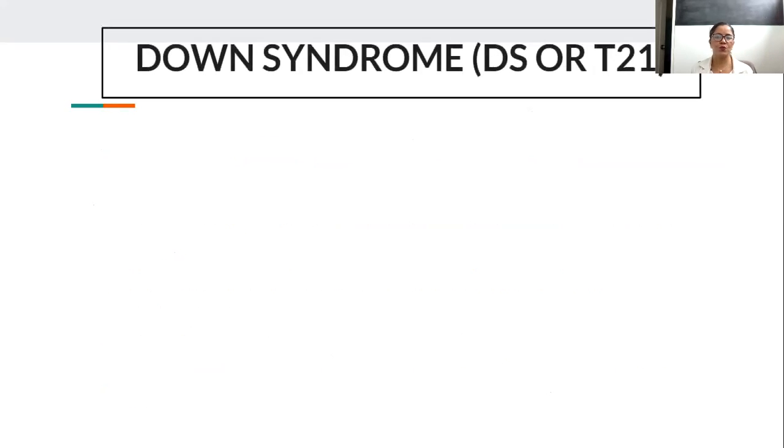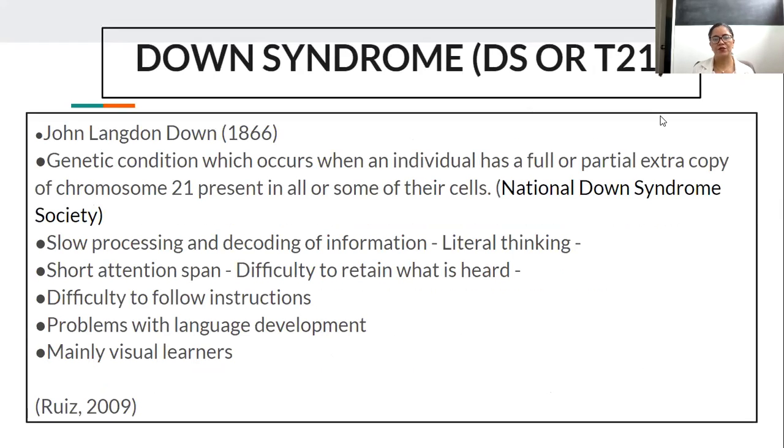And finally, students with Down syndrome, or T21 as it's called, have problems with slow processing, again, with decoding of information because they are very literal, the same as students with ASD and ADHD. They have a very short attention span. They have difficulty retaining what is heard. That is why we have to give them input in different ways. And they have a lot of difficulty following instructions. So the instructions have to be really short and have to be accompanied by other resources like visual cues.